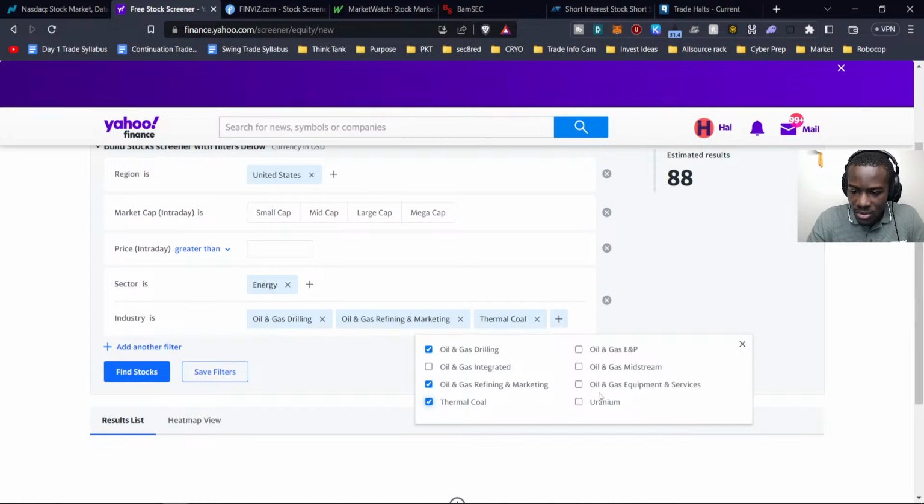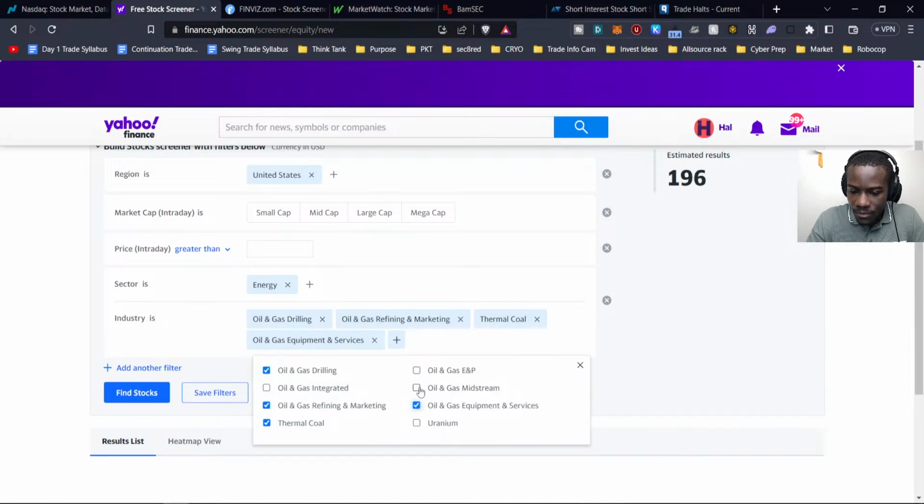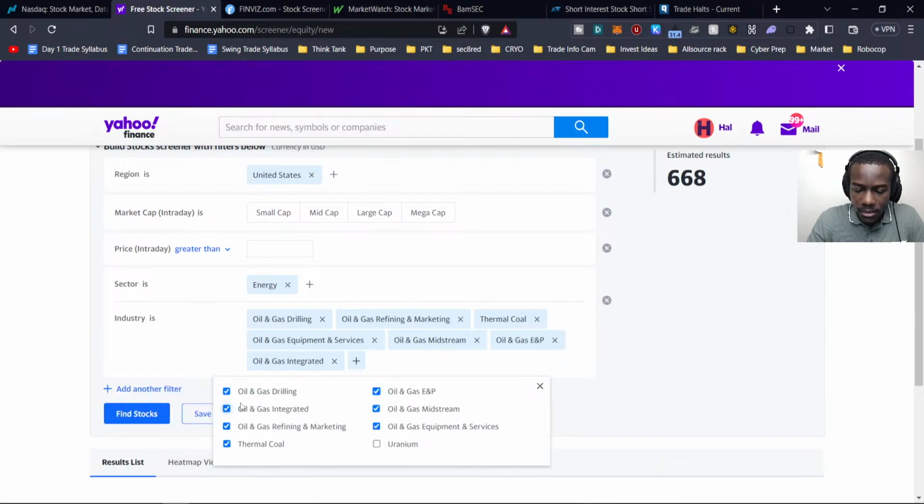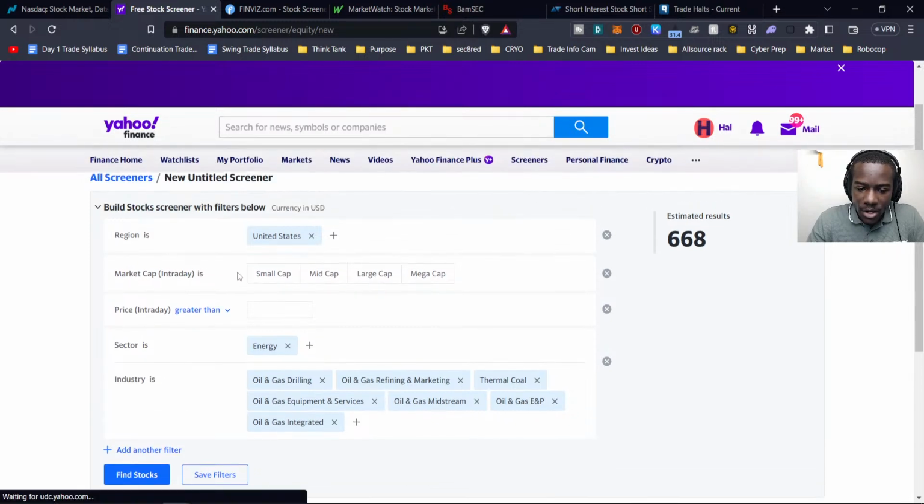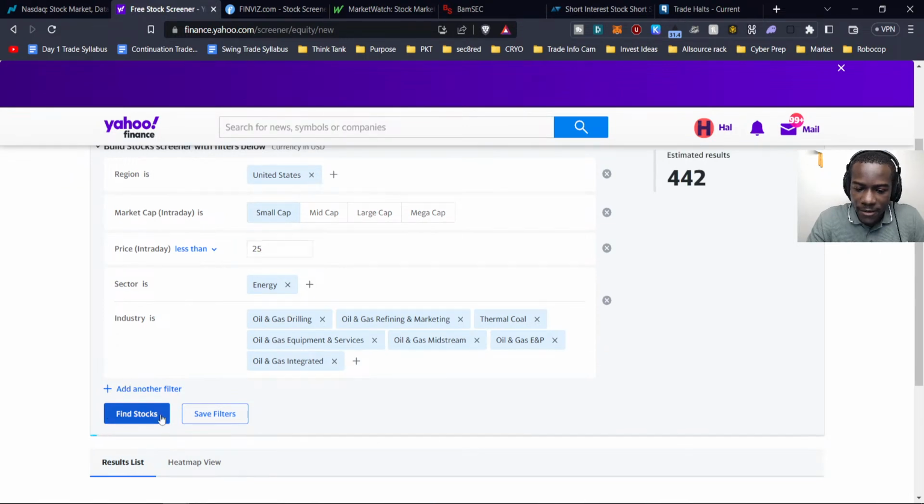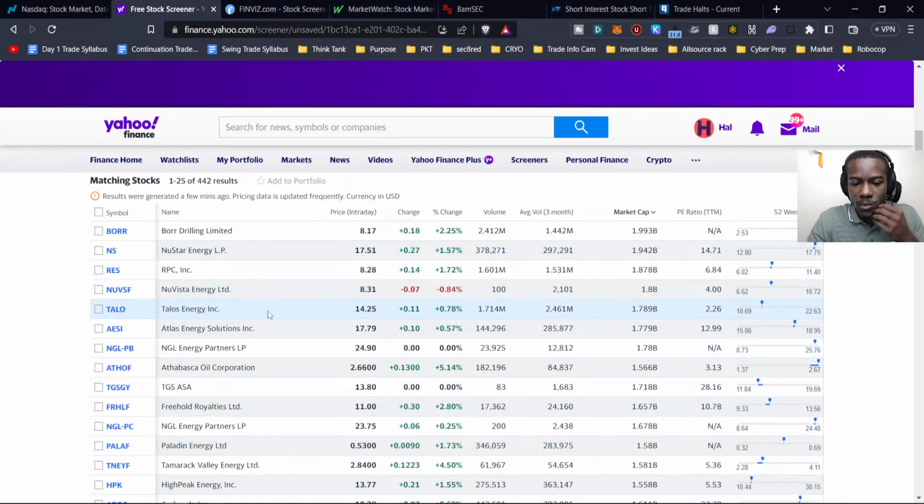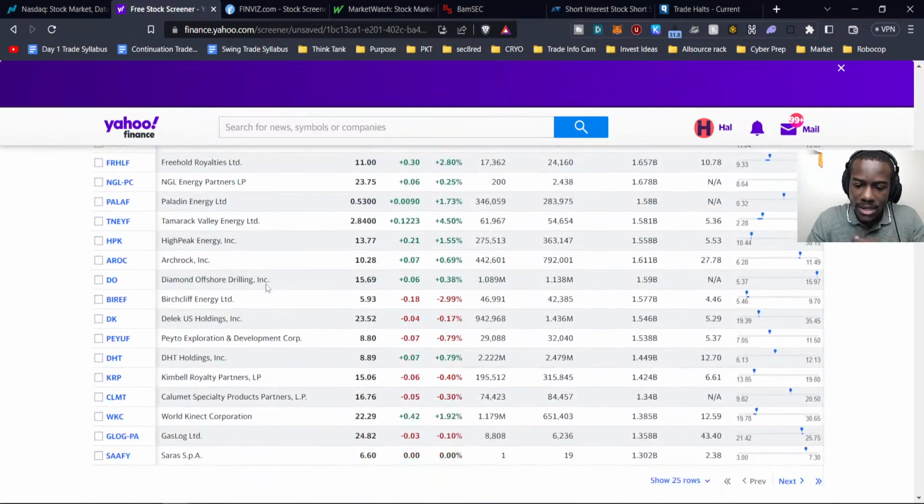And it's showing how many results are up there. Right here, 293 right now. All right, and then you can check the market cap. So are you looking for mega caps, large cap, mid cap, or small caps in this? We're usually looking for small caps. And then they have a price. You can put the price in here, less than whatever you want. I guess we can put in 25 bucks. And then we'll find stocks. And it's got 442 there. And so that's how I kind of weasel down the oil stocks into the categories that I really want.